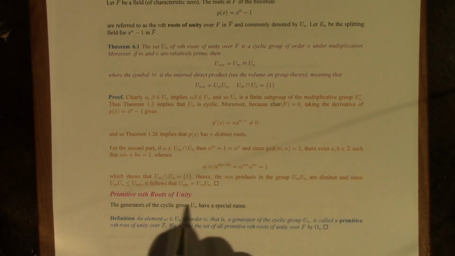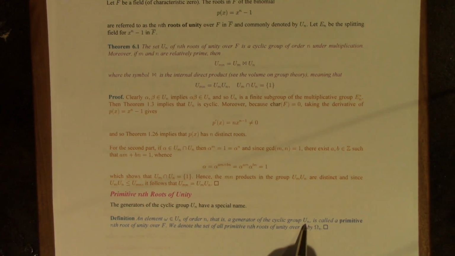The generators of this cyclic group U_n have a special name. An element omega in U_n of order n, that is to say a generator of this cyclic group, is called a primitive nth root of unity over F. And I'm going to denote the set of all primitive nth roots of unity by capital Omega sub n.